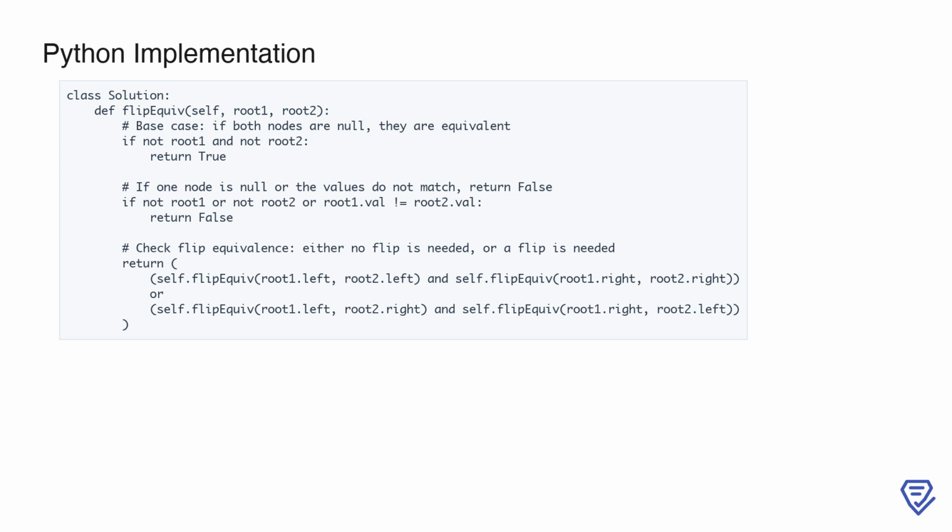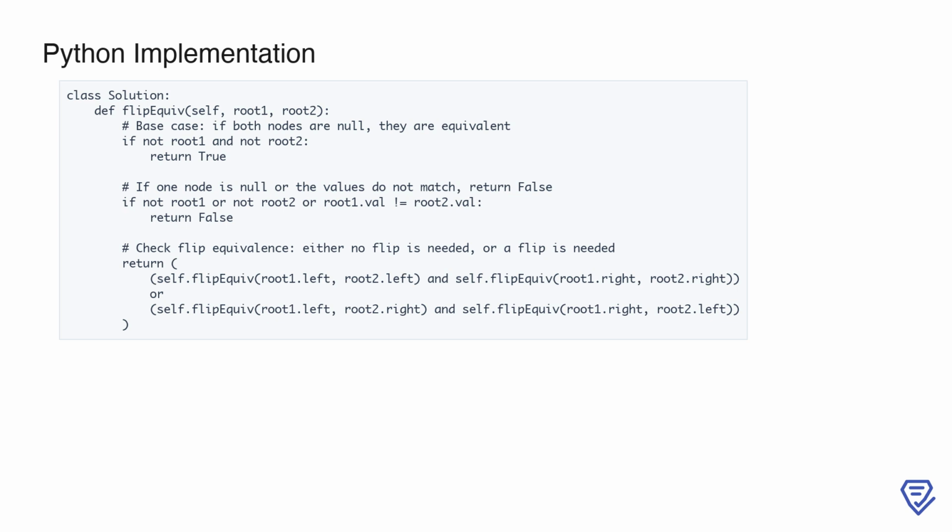3. Recursive check, line 10: we handle the two possible scenarios. No flip case: compare the left subtree of root 1 with the left subtree of root 2, and the right subtree of root 1 with the right subtree of root 2. Flip case: compare the left subtree of root 1 with the right subtree of root 2, and the right subtree of root 1 with the left subtree of root 2. If either scenario evaluates to true, the trees are flip equivalent.